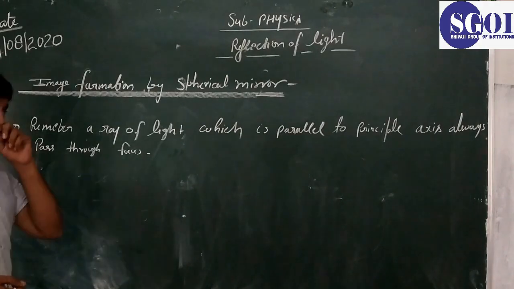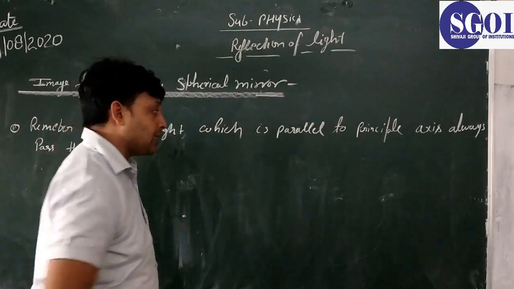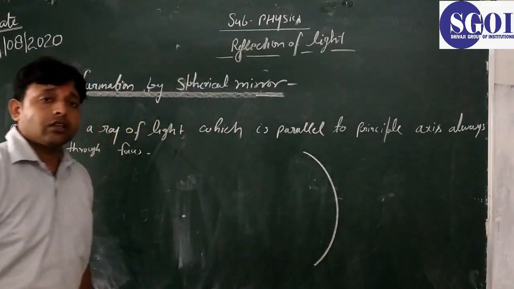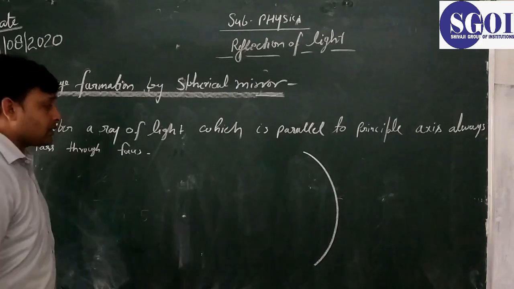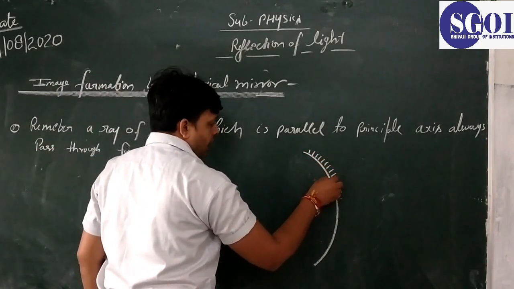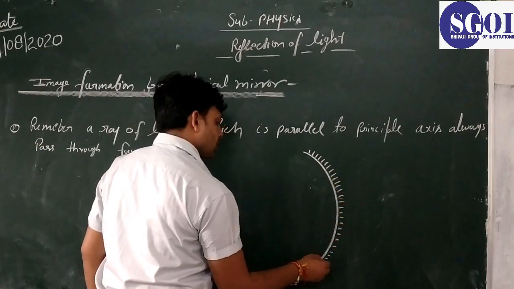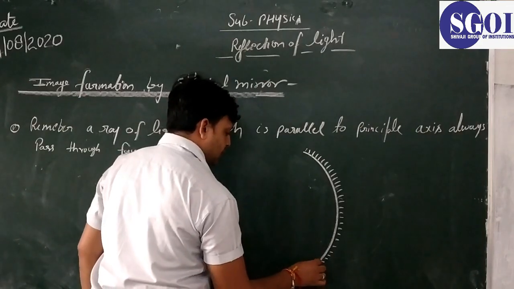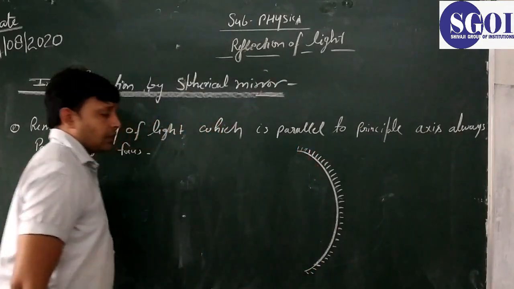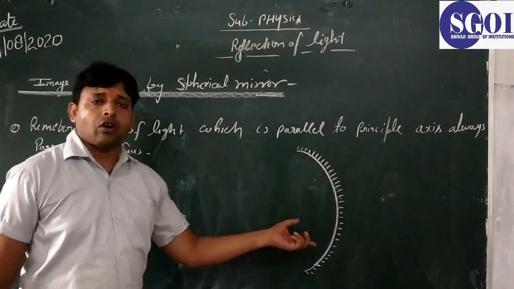Now I am explaining. We have two spherical mirrors. First is the concave mirror and second is the convex mirror. First, the concave mirror. This is a concave mirror because it has an inner reflecting surface, which is why it is called a concave mirror.